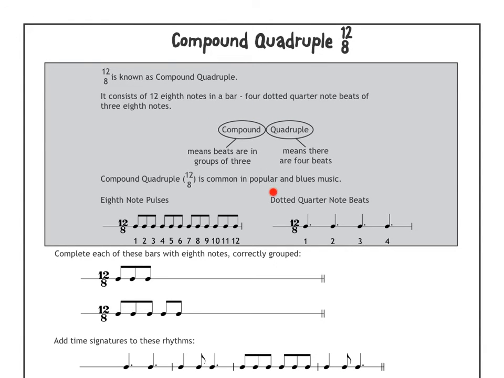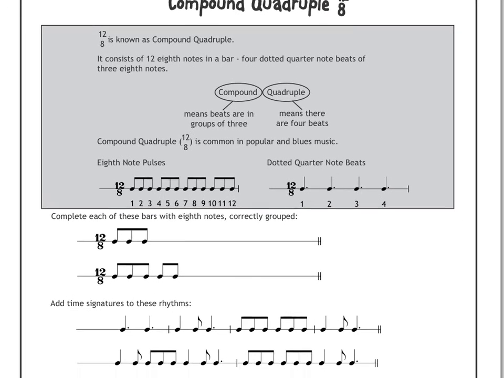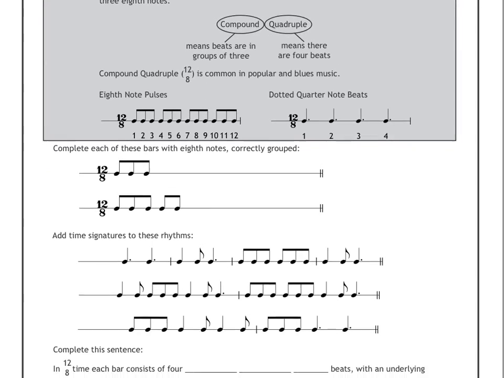All of this explanation is exactly the same as the previous pages, but for 4 sets of triplets instead of 3 or 2. So we have eighth note pulses, 1, 2, 3, 4, 5, 6, 7, 8, 9, 10, 11, 12, and they're felt in triplets. 1, 2, 3, 4, or 1 and a, 2 and a, 3 and a, 4 and a. So this should be pretty straightforward, especially if you had success on the previous 2 pages.